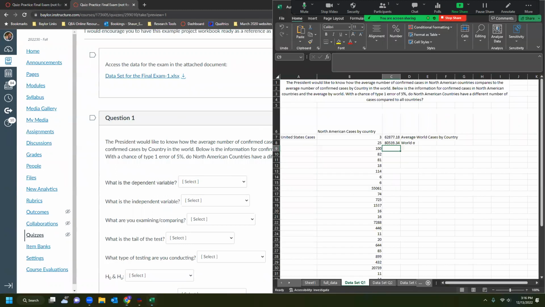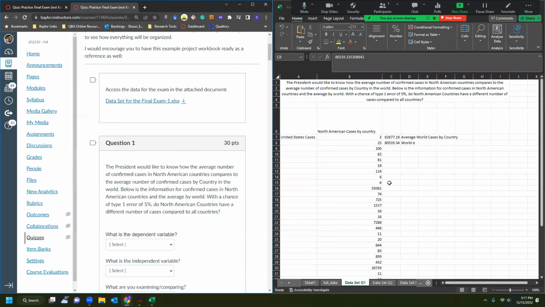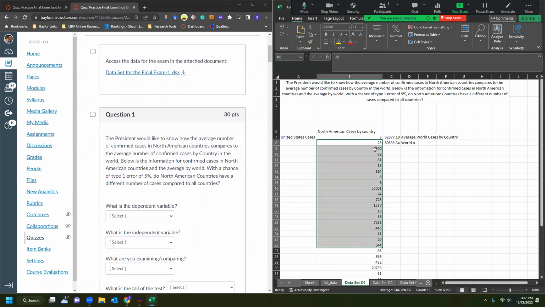Well, let's go ahead and look at our data. So we've got cases in North American countries, and then we've got the average number of cases in the country by the world. They also have the world standard deviation, which oddly enough is greater than the actual average. So the president would like to know what is the dependent variable? The dependent variable is going to be these values right here. So it's the number of cases.